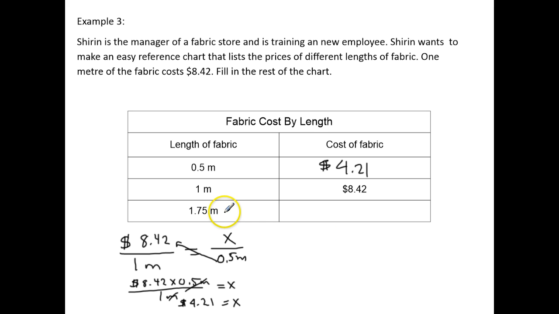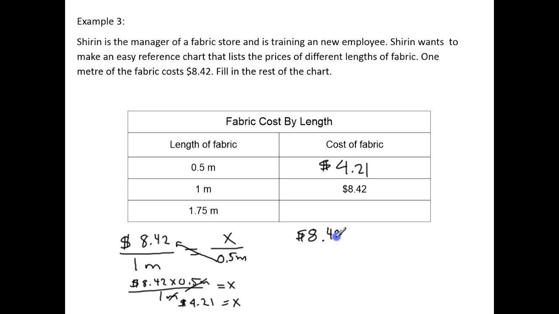We can estimate it. We know that 1.75 is not quite 2, so it's going to be less than twice the price, but certainly more than if I add 1.5 meters. If I add those up, that would be about $13 approximately. So it's going to be somewhere between $13 and $16. Let's actually do it and see if our approximation comes out.